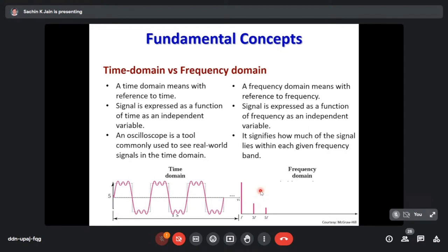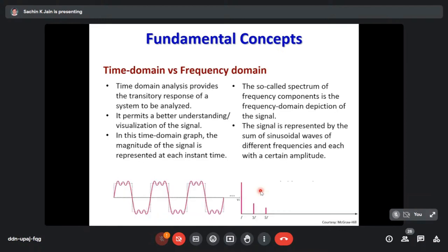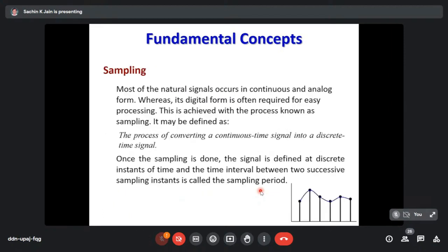Generally, an oscilloscope is a tool used for seeing real world signals in time domain. For frequency domain, the most common representation is Fourier series or Fourier transform. It transforms any signal into the Fourier domain. Okay, so some more discussion about time and frequency domain. I think you can go through these slides if you have to study about it.